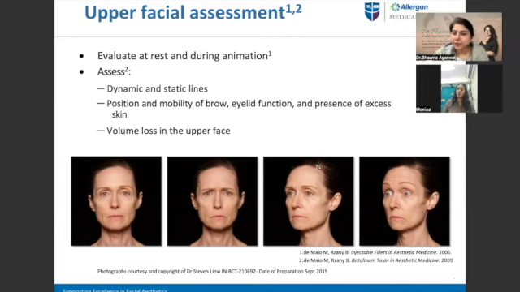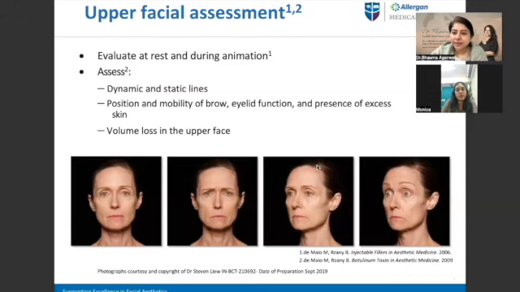Evaluate at rest and during animation. Assess the dynamic and static lines. Position, you have to assess all the asymmetries. Usually 5% asymmetry is normal in all faces, and with aging, this asymmetry becomes more obvious. People are usually not aware of these asymmetries.